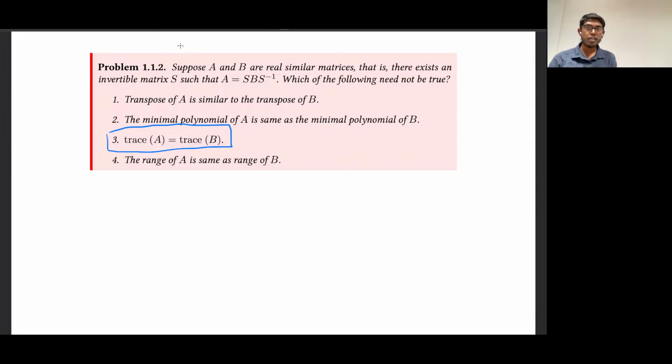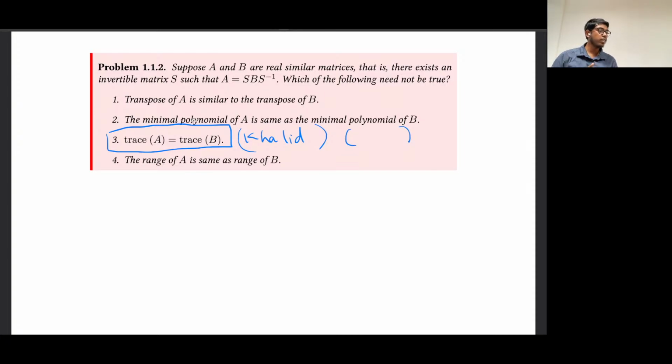So I guess this option is by Khalid. Okay, so this is by Khalid. Manmohan is also saying C. So you are saying the trace of A need not be equal to the trace of B. Okay. Let's see.